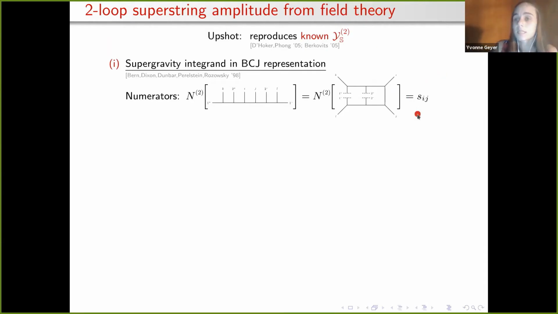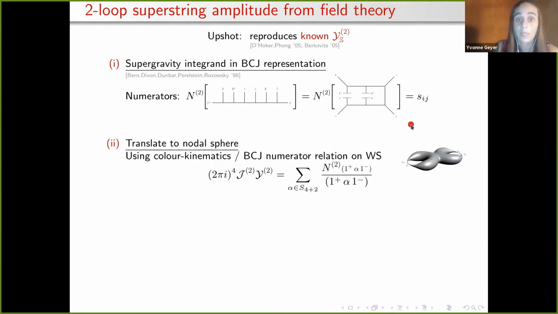And the numerators in this case are just simple Mandelstams. I've not given all of them here, but all of them have the important feature that there's always a 2 between the 2 plus and 2 minus external particles. We can then translate it to the nodal sphere using our relation between the BCJ numerators and the nodal sphere.